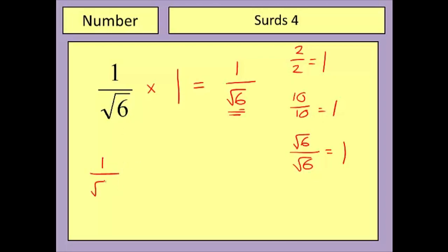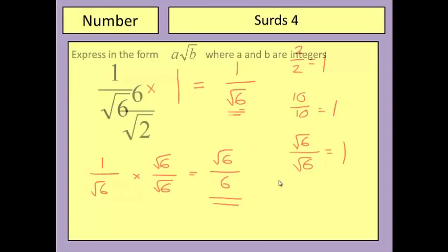So 1 over root 6, and if I times it by 1, remember root 6 over root 6 is the same as the value 1, 1 times root 6 is root 6. And root 6 times root 6 gives me 6. So the denominator is now rationalised. It doesn't matter that the numerator is a surd, that's okay. I've rationalised the denominator. This is my final answer.